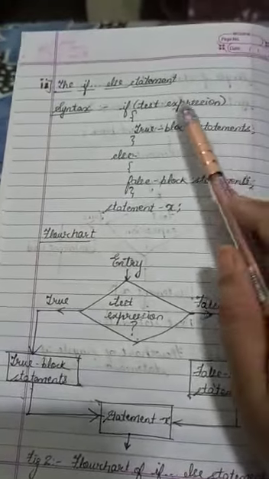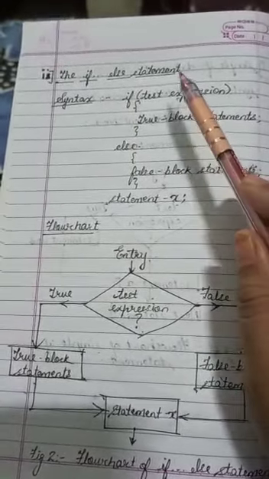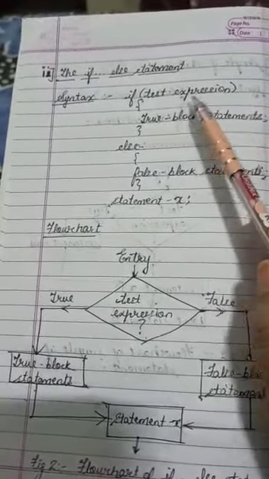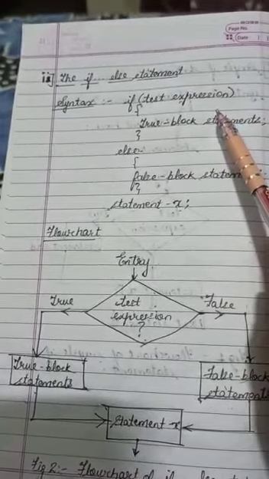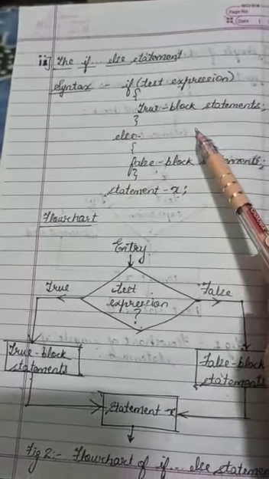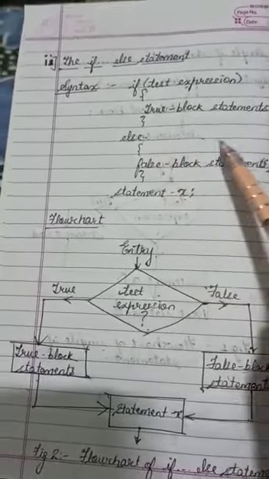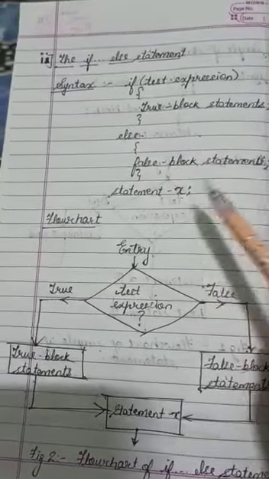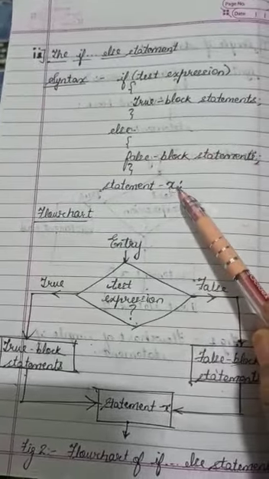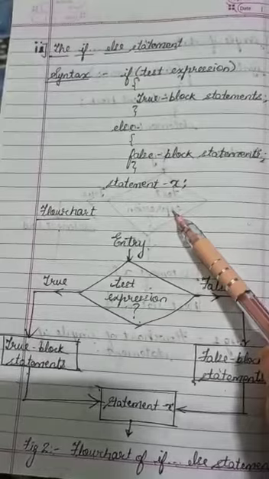Now let's start with the second type of if statement, that is the if-else statement. In the if-else statement, after the condition is checked, if the condition is true, then the true block statement is executed. If the condition is false, then the false block statement is executed. Always remember that the else will execute the false part, and then the statement X will be executed.